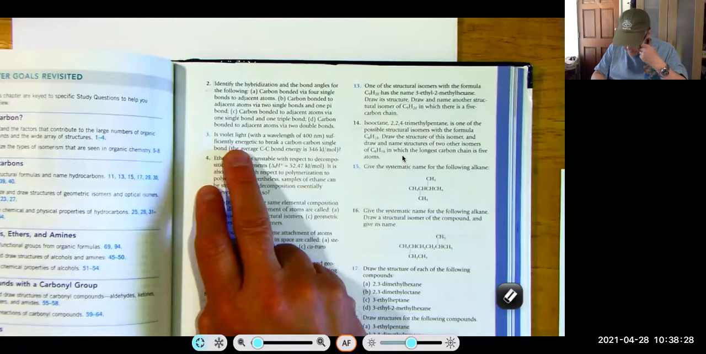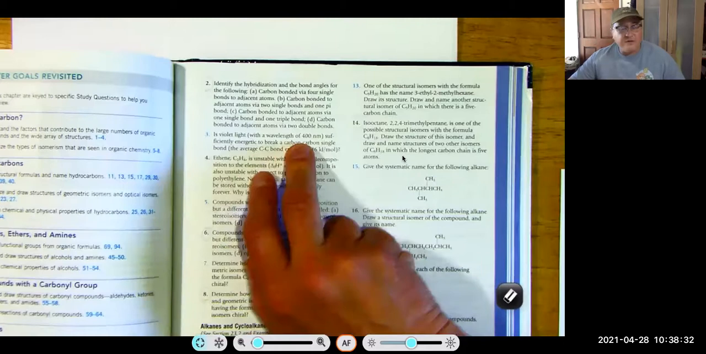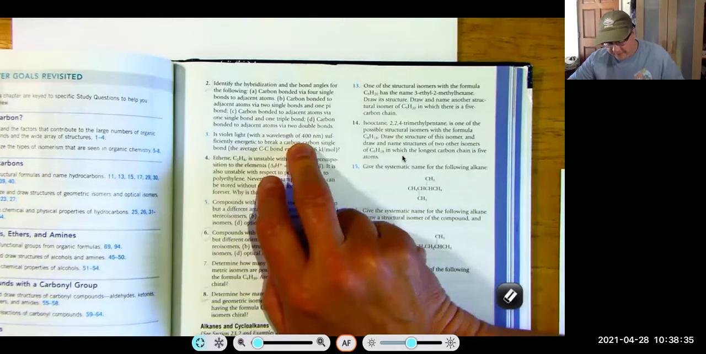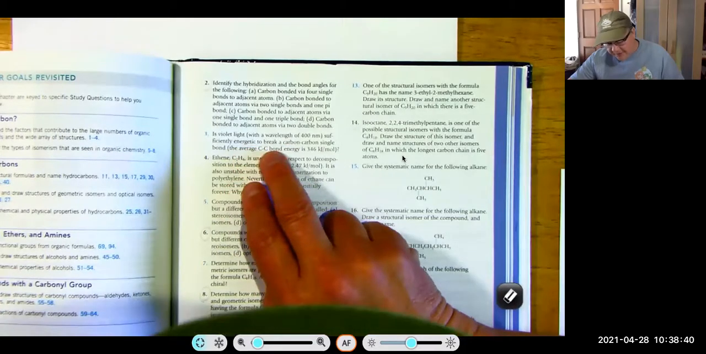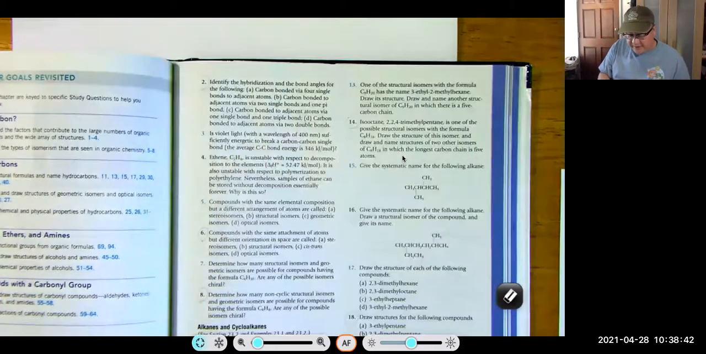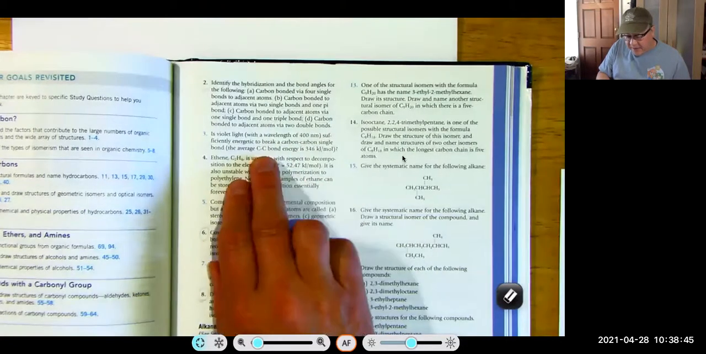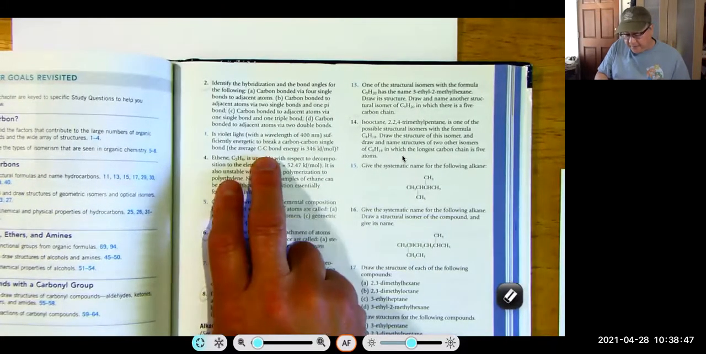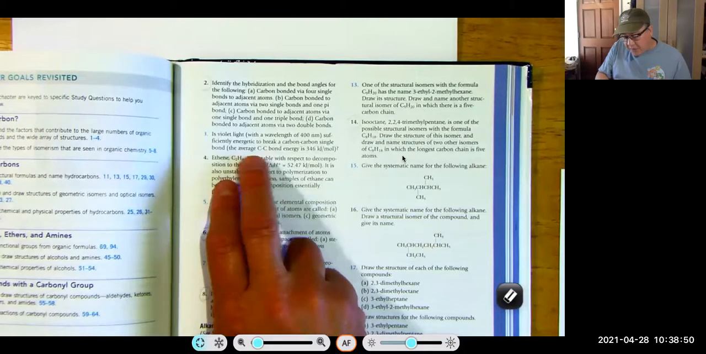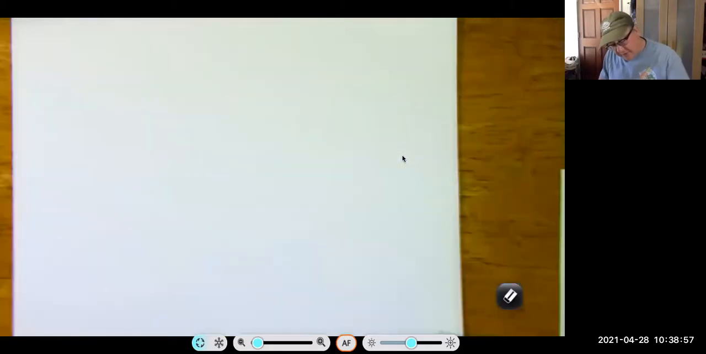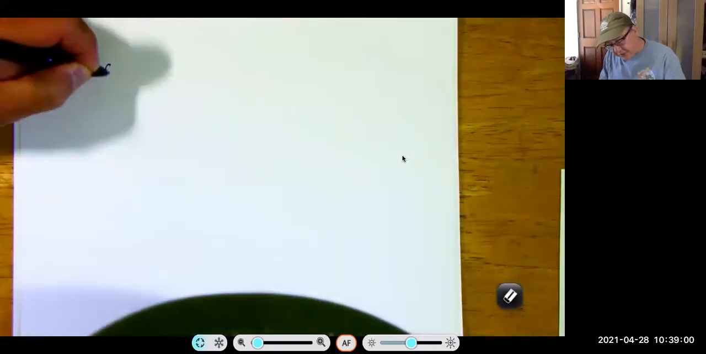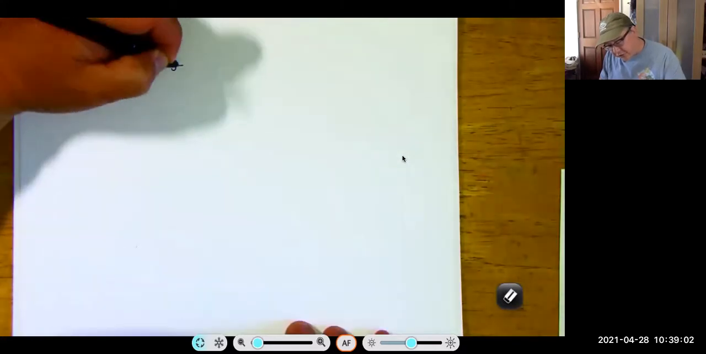In violet light with a wavelength of 400 nanometers, and I think they really mean 400.0. Is it sufficiently energetic to break a carbon-carbon double bond? And it says the average carbon-carbon bond energy is 346 kilojoules per mole. So we have a carbon-carbon bond dissociation energy of 346 kilojoules per mole.